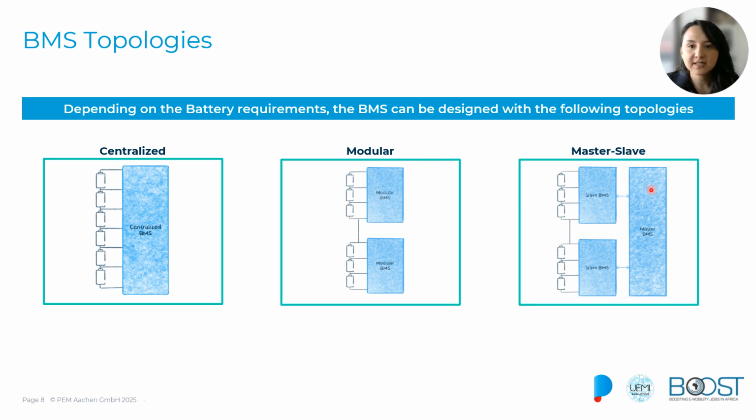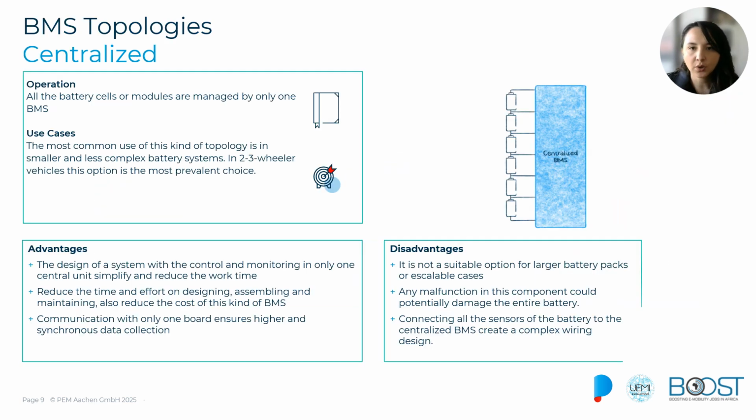And then we have the master-slave configuration, that I would say is a middle point between the centralized and the modular, and basically it combines a central control unit, that is the master BMS, with distributed slaves that will handle, for instance, the modules. Each topology has its advantages and disadvantages, and their use in different applications. We will explore in the following slides what those advantages are and when to use each of those. So let's start with the centralized topology.